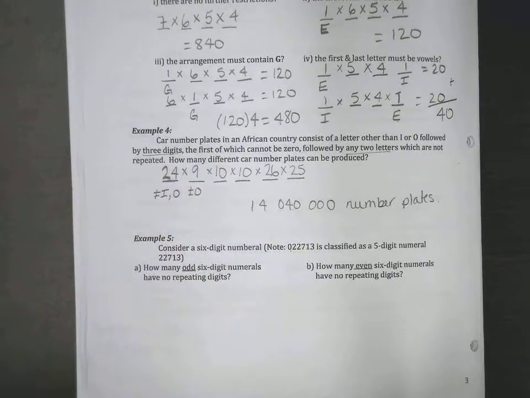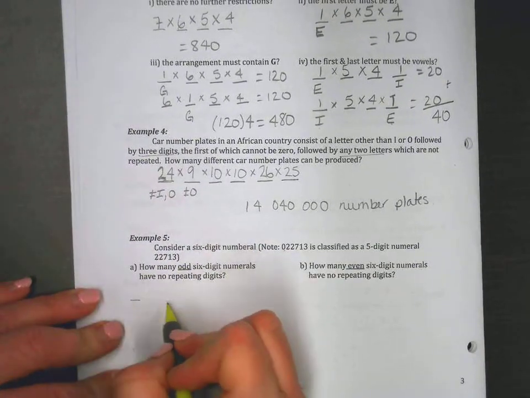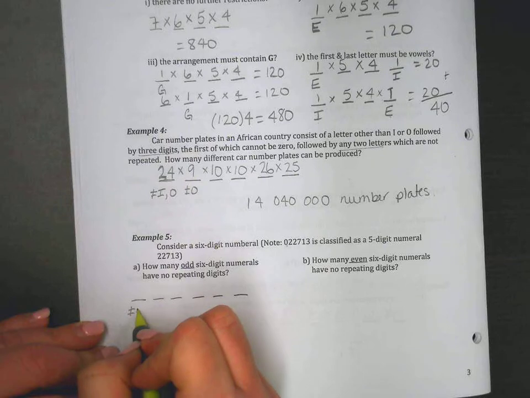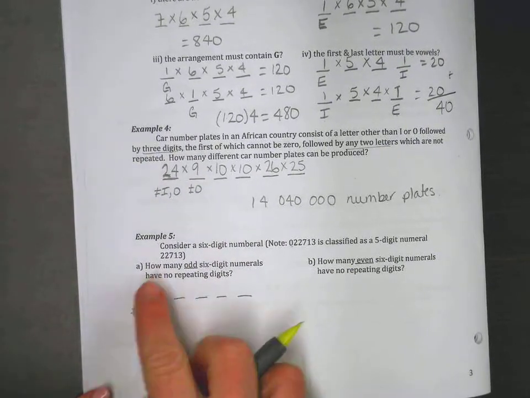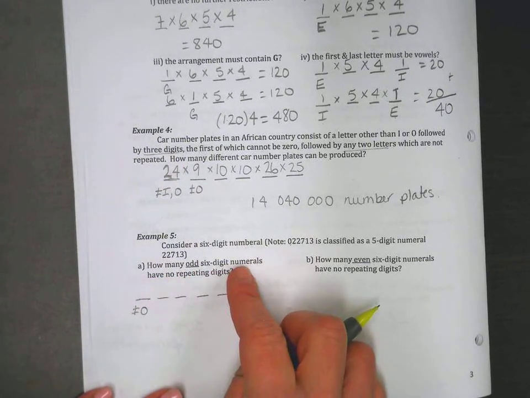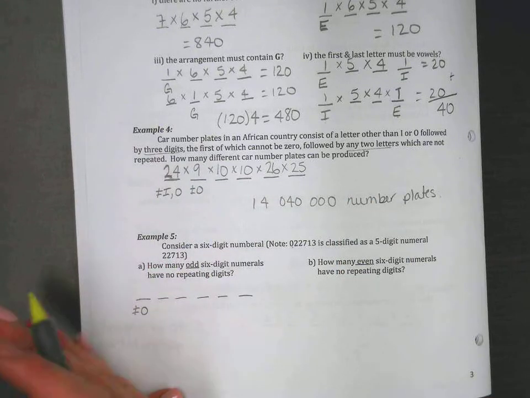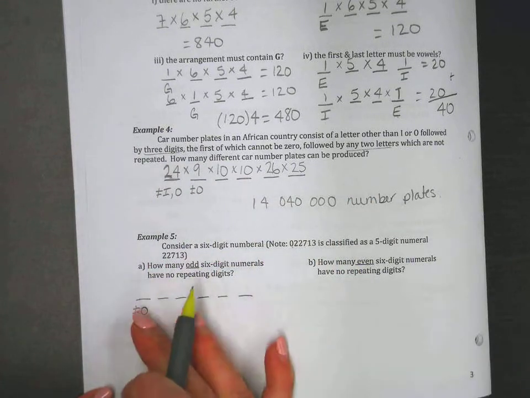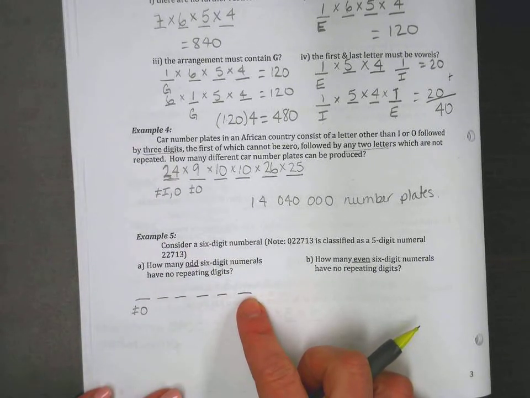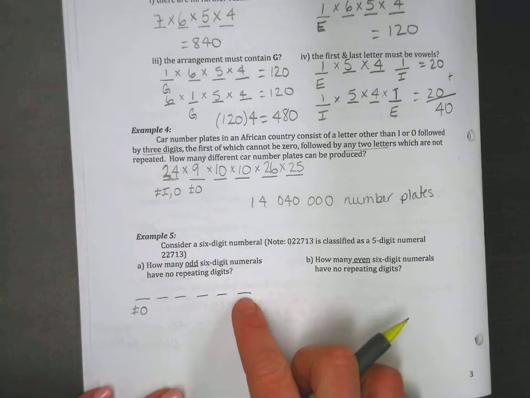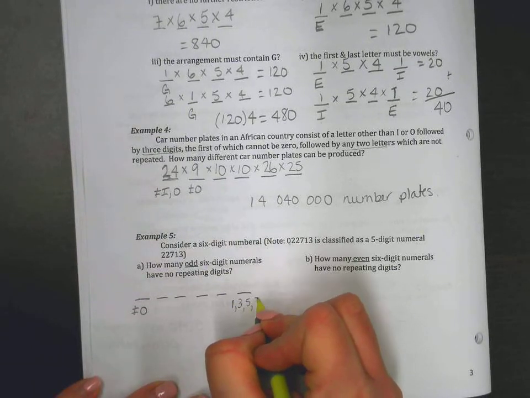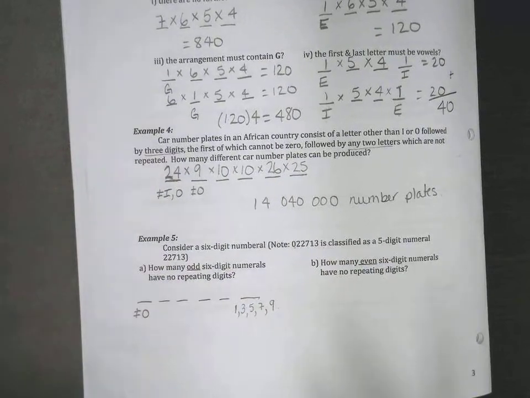All right, so I'm going to draw out my 6-digit number. We already know the first number cannot be 0, otherwise it won't be a 6-digit number. And then it says how many odd-digit numerals have no repeating digits. So I can't repeat any digits. It has to be an odd-digit numeral. So what makes a number odd? It's the last place value of the number. For an odd number to be odd, this last place would have to be odd. So the possibilities that could go here would be a 1, a 3, a 5, a 7, or a 9. So what you want to do is you always want to start with your restrictions first and then fill in everything after.